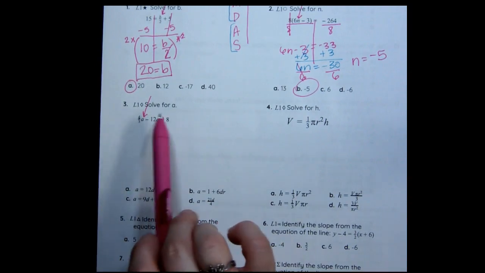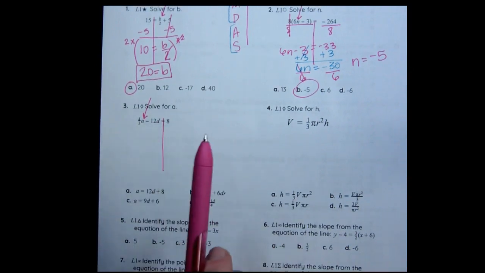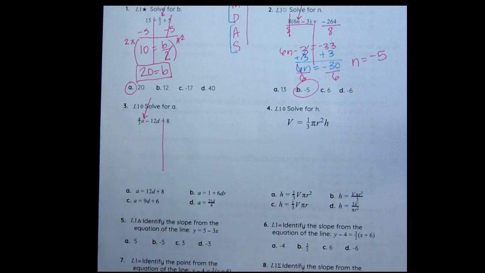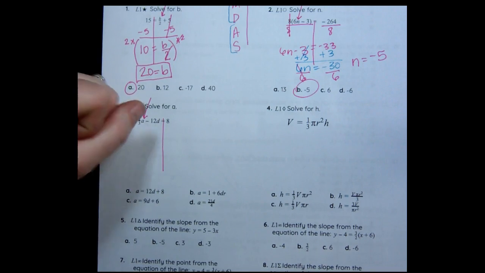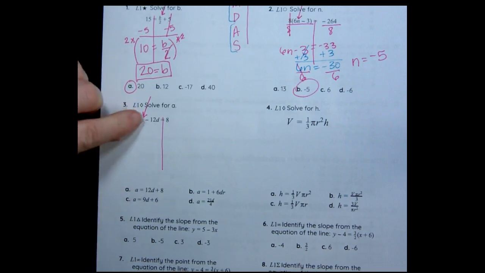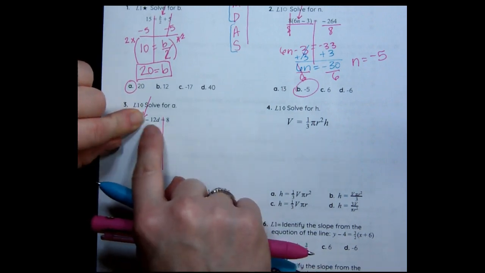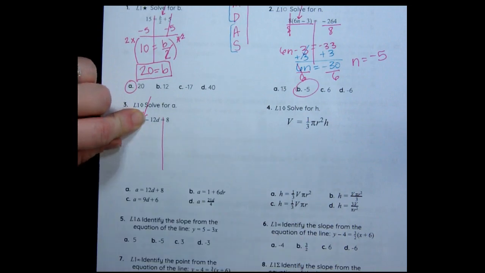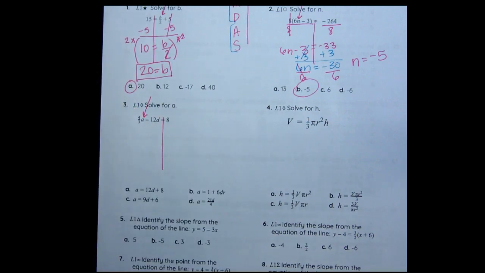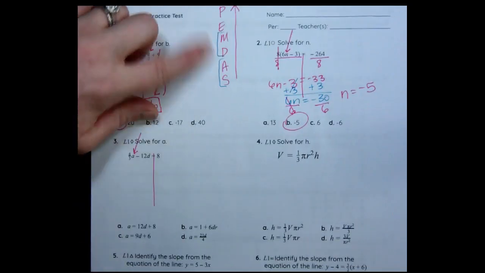Here's my A. I check for distribution. I have no distribution. I check to see if I have A's on this side and A's on this side. I do not, so I don't need to worry about that. I check for a fraction. I do have a fraction, but remember this fraction is right here with my letter, and there's a whole other thing away from my letter that I could do first, and then do that fraction second. So in this case, we're not going to take care of that fraction just yet. So we're going to go to PEMDAS.